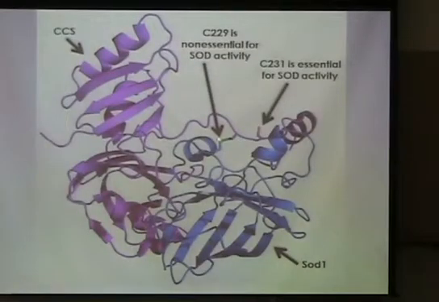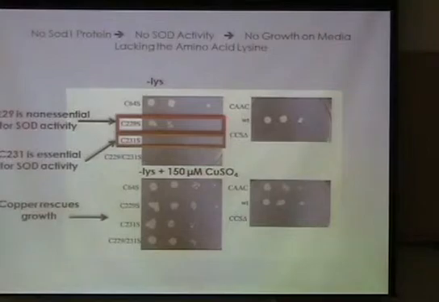CCS has cysteine residues, shown here in the yellow, that are thought to be essential and highly associated with SOD1 activity. Here we can see an example of this. These are growth tests done to show if SOD activity is present. Where we see the white dots here and everywhere else, that means that there is cell growth. When there's cell growth, that means that there's SOD1 activity.